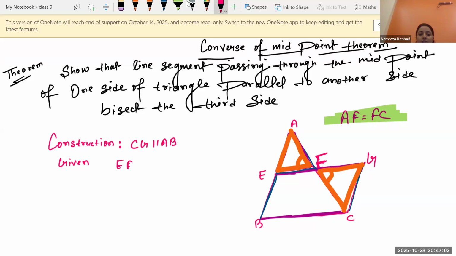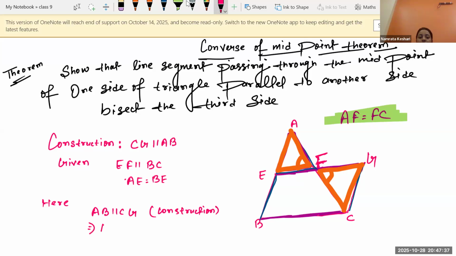It's parallel to BC, and A is equal to B. Is it clear so far? Yes, ma'am. Now at first we are saying here these two are parallel. That means AB and CG are parallel due to construction, which implies that this BE will be parallel to CG.